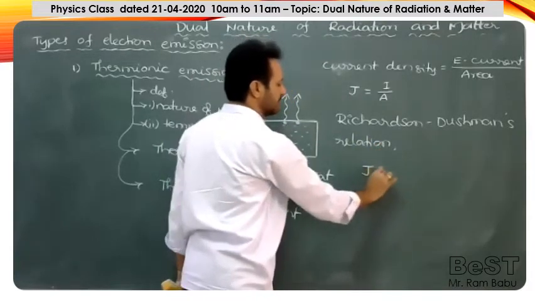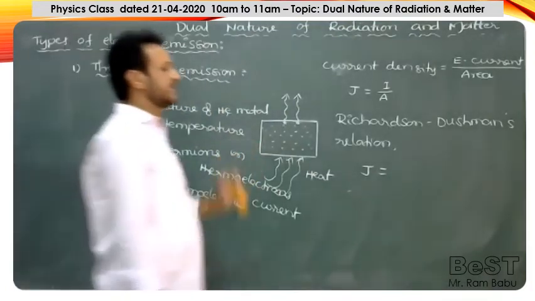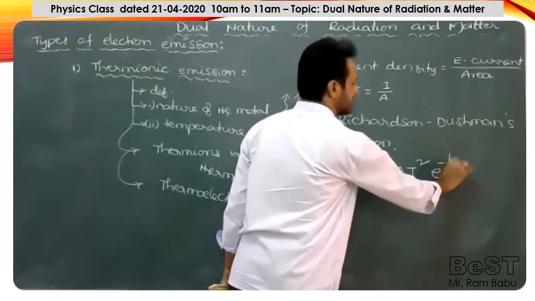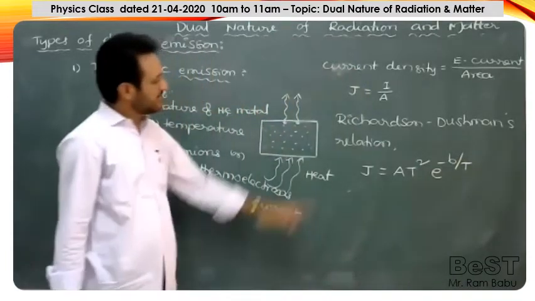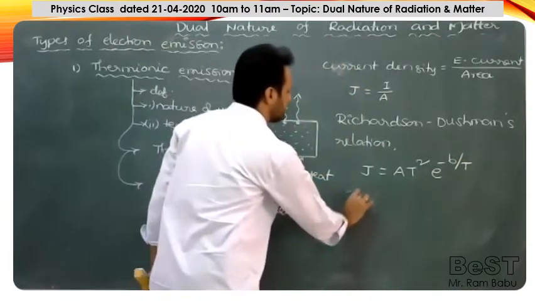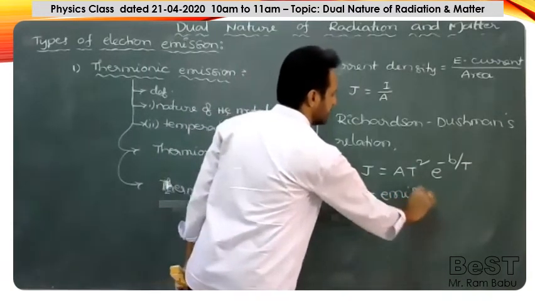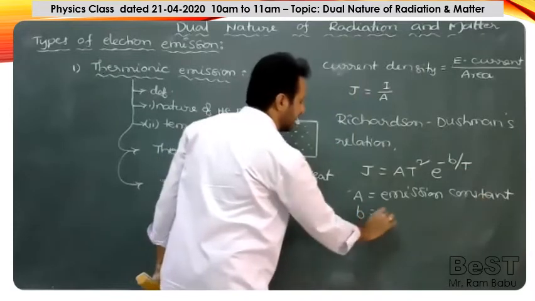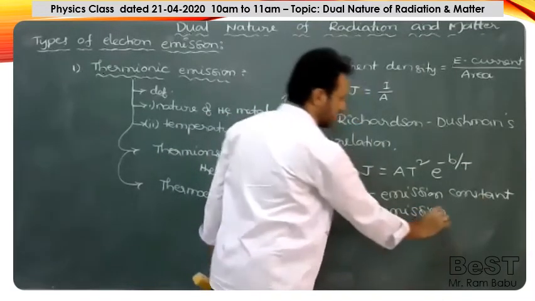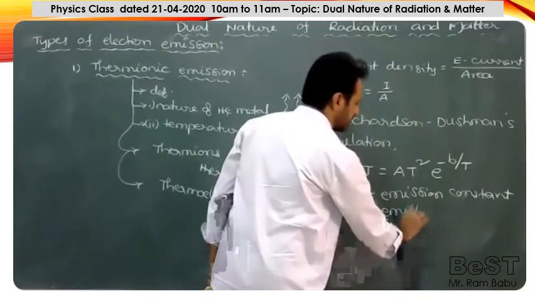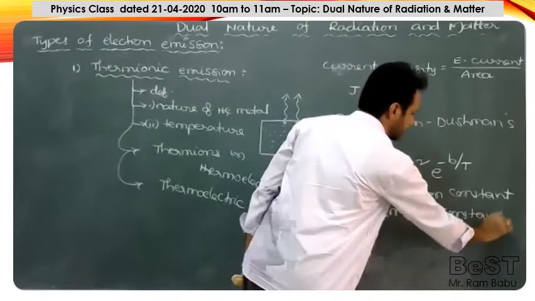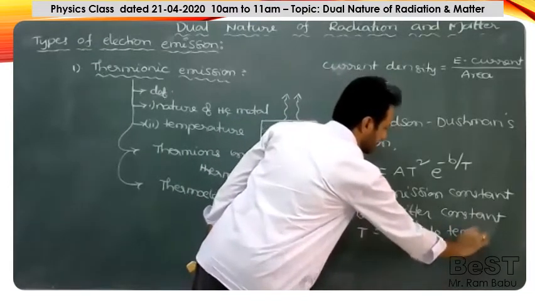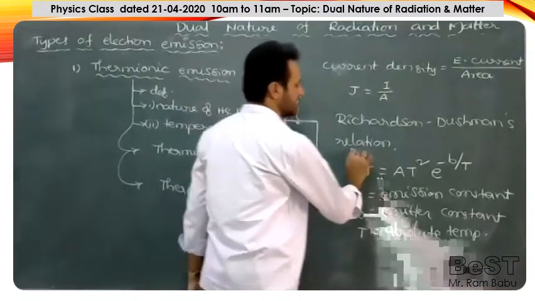So we can write J is equal to A T square, capital A into capital T square, into e to the power of minus b by T. Where J is the current density, and A is the emission constant, and b is the emitter constant, and capital T is the absolute temperature. So this relation is generally called the Richardson-Dushman relation.